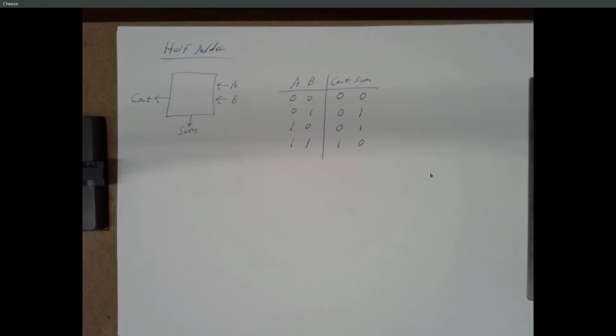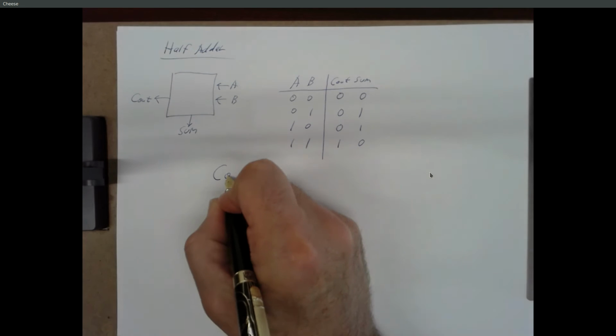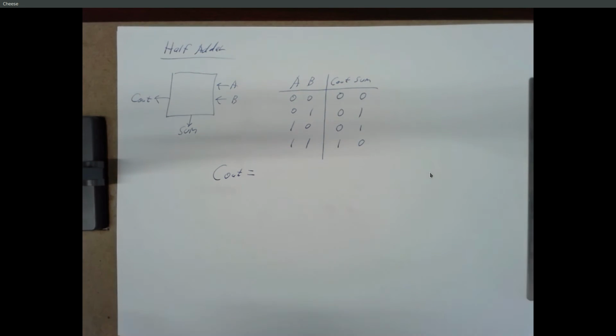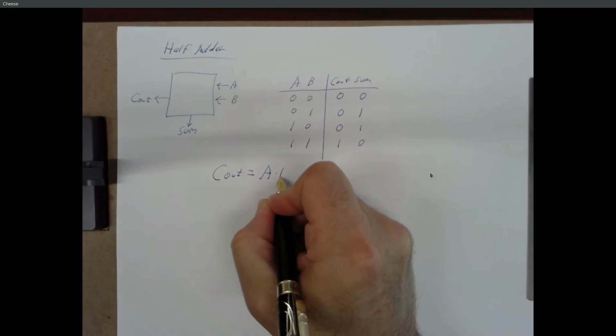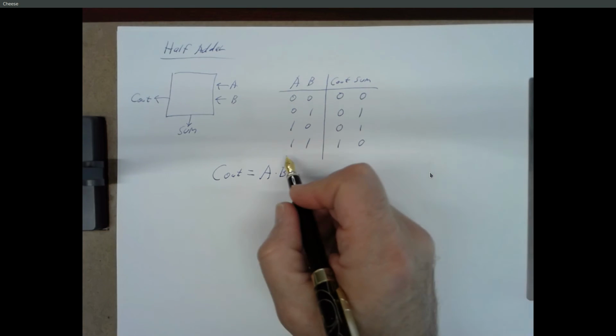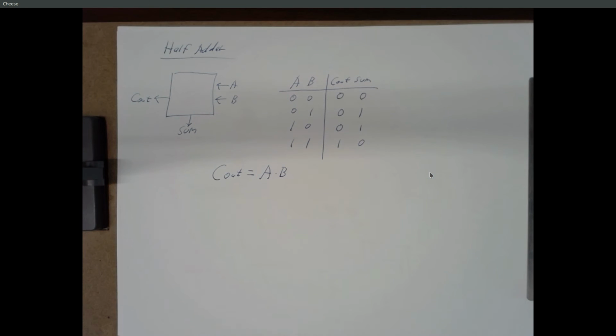There's a truth table for a half adder. So if I wanted to write an equation for carry out in terms of A and B, anybody see a good equation? A and B. It's a straight AND gate, A ANDed with B. 0 in every case except when A and B are both 1. There's your carry circuit, it's just an AND.